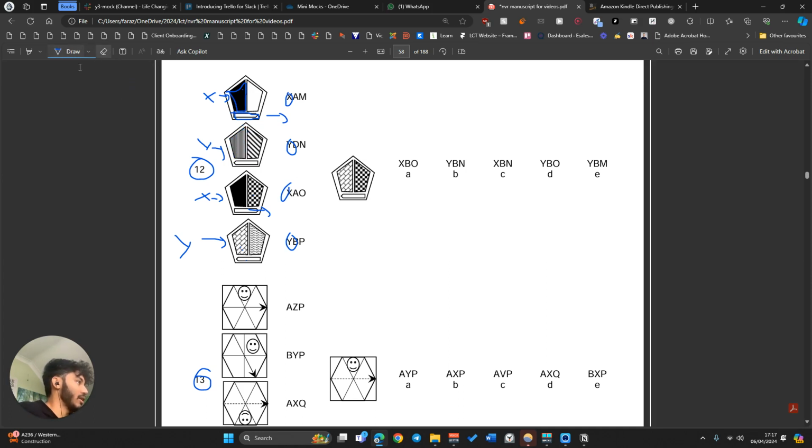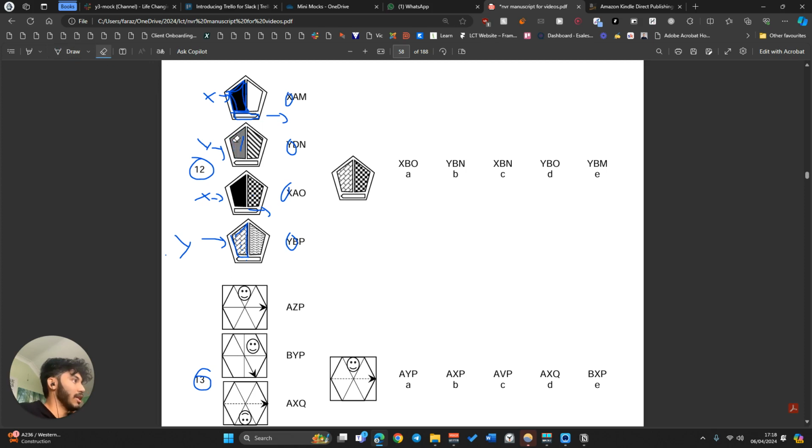So the reason why it can't be that X means it's black is because these two both have Y, but they have different shadings on this section, right? So this is like a brick format, and this is lines, so that can't be it.